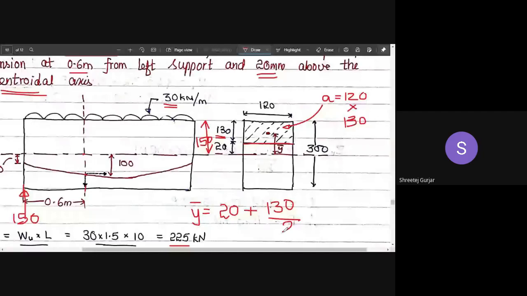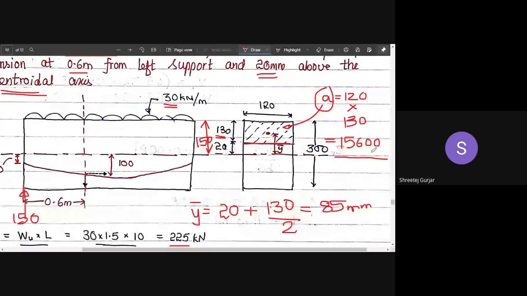So I hope you have understood how we can calculate this y bar and A. So what is the value of A? 120 into 130. What is this value? 15600 mm squared. So this is the area which we are concerned with, A and y bar.